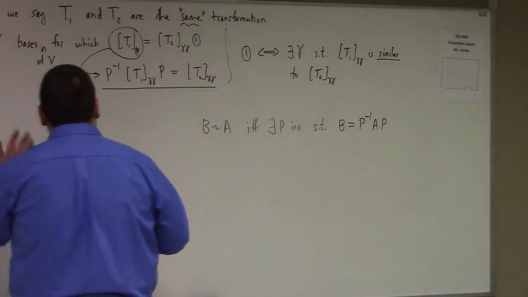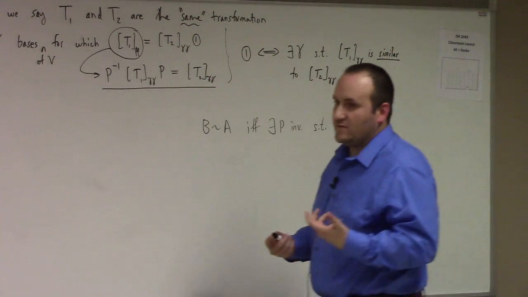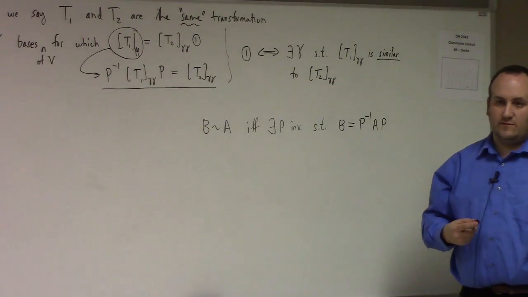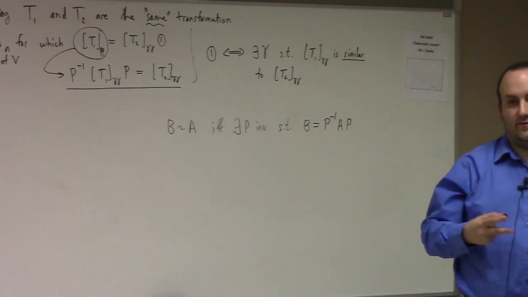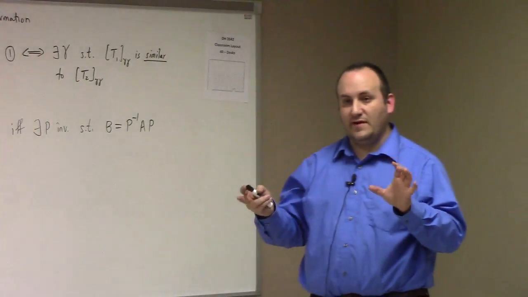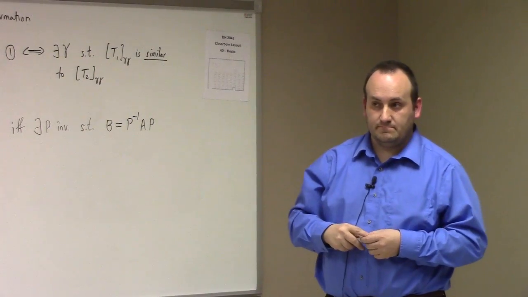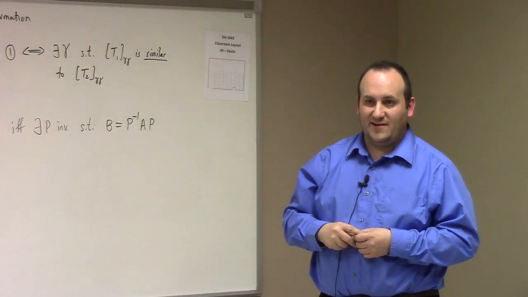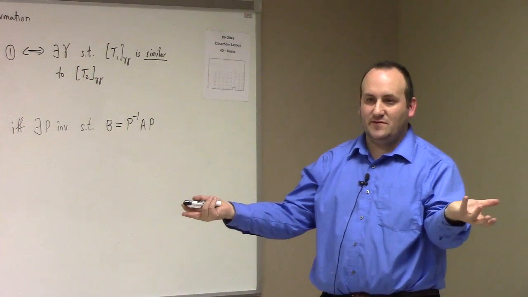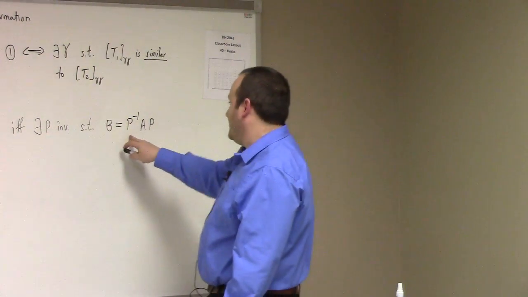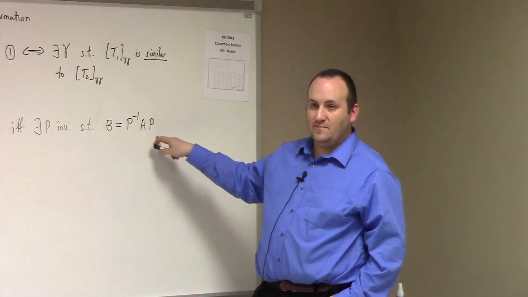As we're starting to think about this problem of classifying transformations, it's somehow related to the corresponding question for matrices of classifying when two square matrices are similar to one another. How do you decide that? Given two square matrices, how would you decide if there exists a P such that P inverse AP is equal to B?